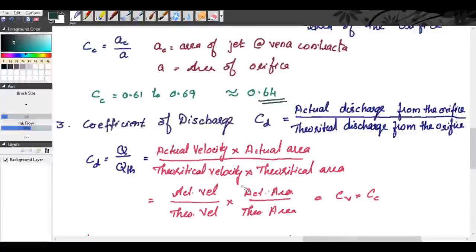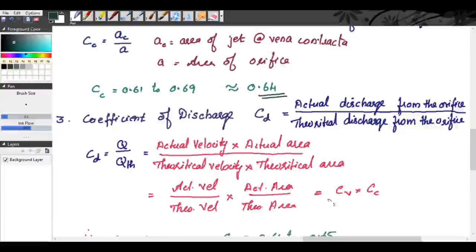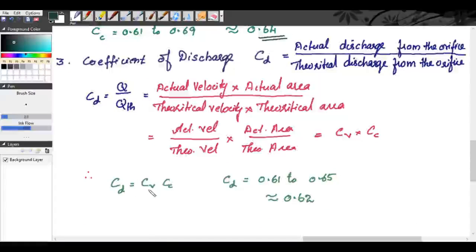What we get is, see, actual velocity by theoretical velocity is the coefficient of velocity Cv. Actual area by theoretical area is the coefficient of contraction Cc. So we get Cd is equal to Cv into Cc. Very, very important. Now Cd, the coefficient of discharge, is taken between 0.61 to 0.65, that is approximately equal to 0.62.